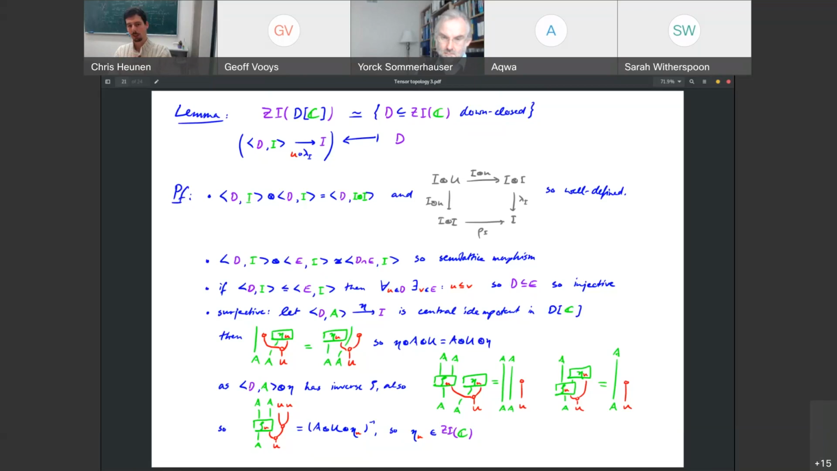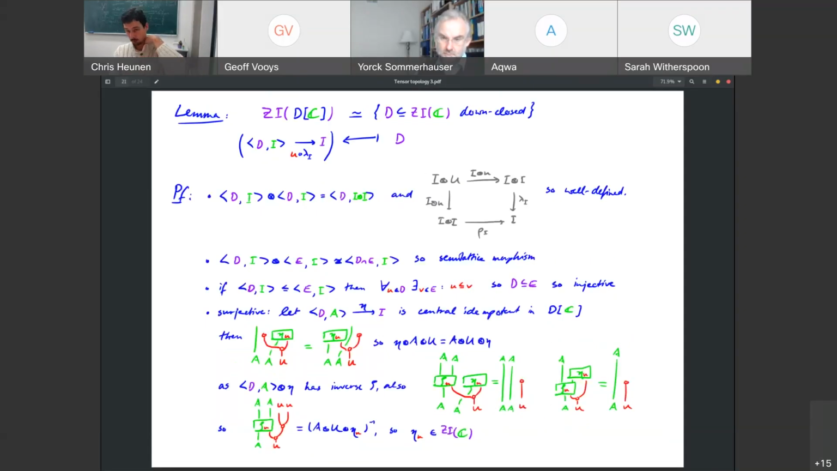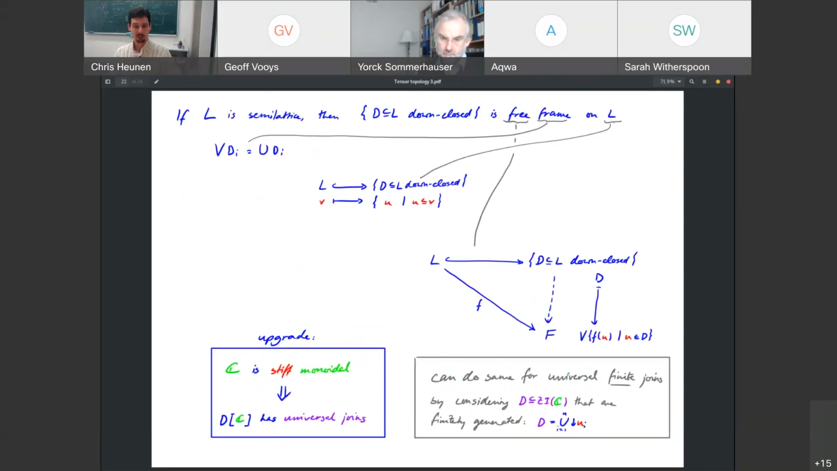Okay, so in the new category, we can identify what the central idempotents are, and they are sort of the free completion of central idempotents in the old one. In this precise sense, if you start with a meet semi-lattice and you look at all its down-closed subsets, that is going to be what's called a free frame on L. It is a frame because I can take suprema just literally taking unions. The union of a bunch of down-closed subsets is again a down-closed subset. It includes L itself because L embeds into there by looking at the principal downsets.